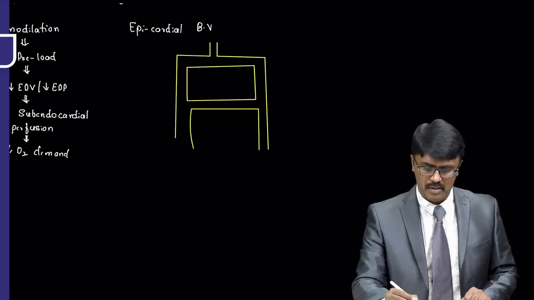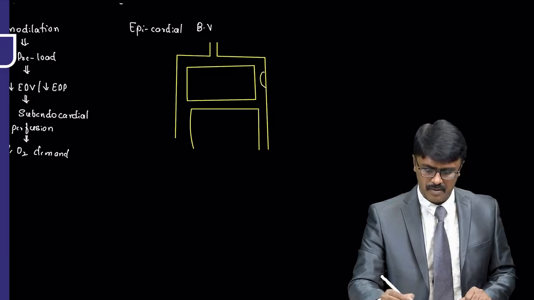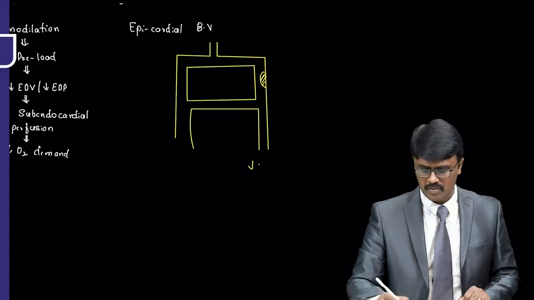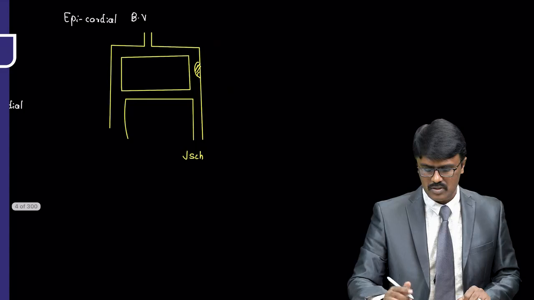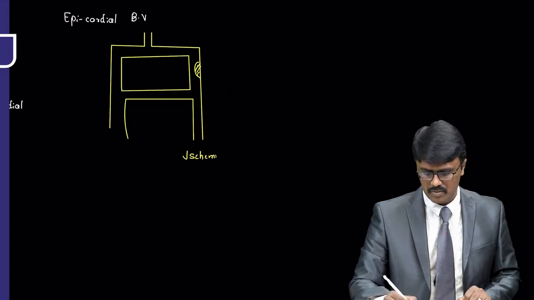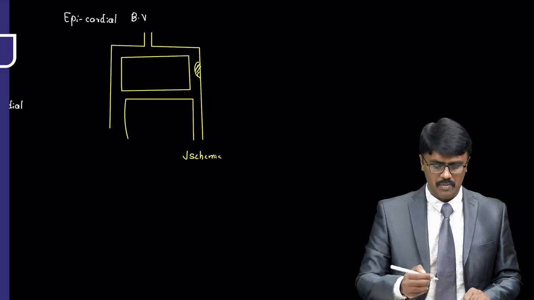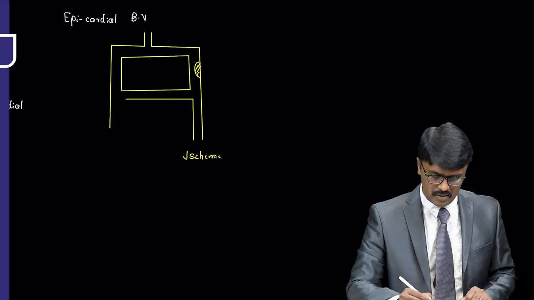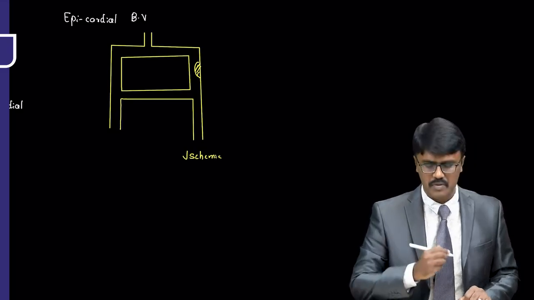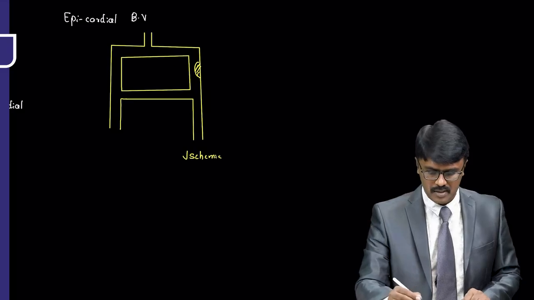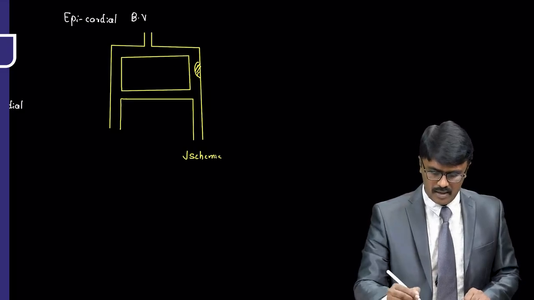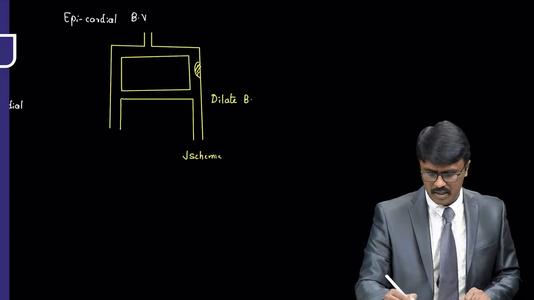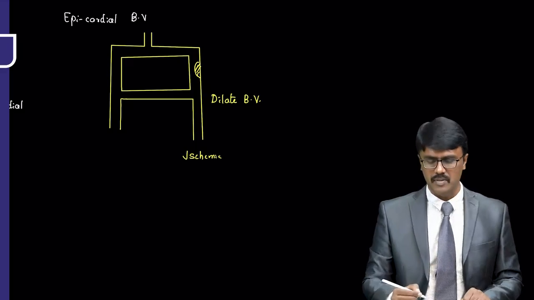Now, let us assume there is a blockage here. So, there is a blockage here, and this zone is called the ischemic zone. Now when we use the nitrate, what happens? When we use nitrate, what happens is they will dilate the blood vessels in the ischemic zone. So they dilate the epicardial blood vessels in the ischemic zone.